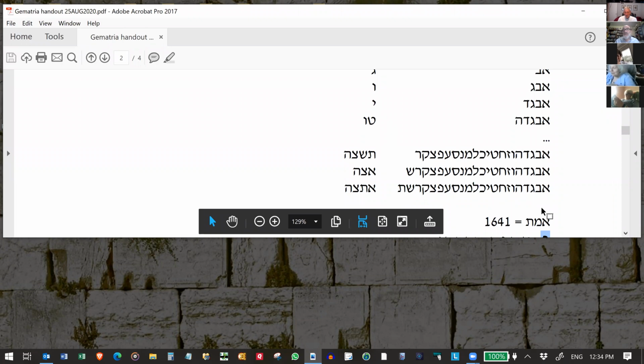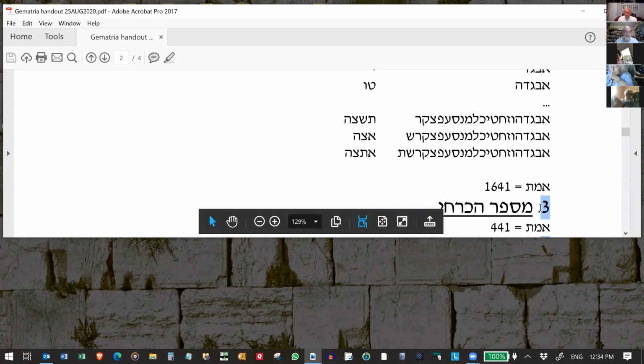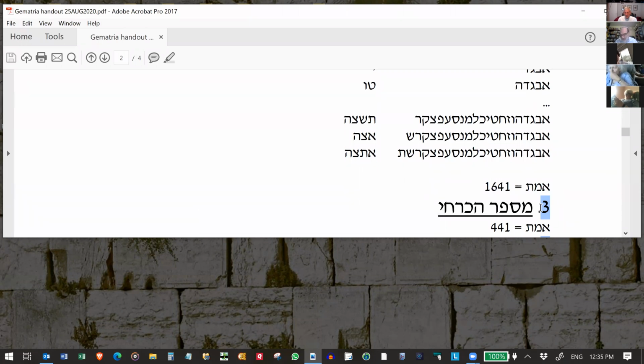Okay, and now we go to the third form, and that's very interesting because that's the form Mispar Hechrechi, which you could translate Hechrechi as essential, the normative. This is the standard value. I'll call it the regular value, the standard value. This is the number that we're always used to. Aleph is 1, Mem is 40, and Tuf is 400, adds up to 441.